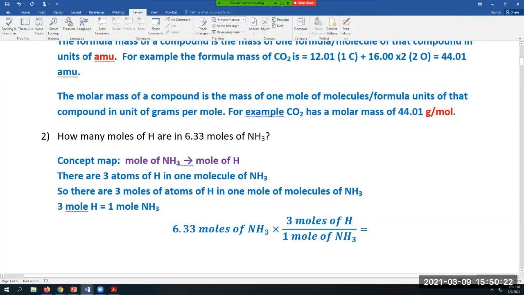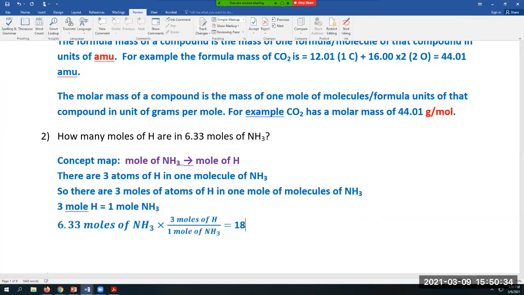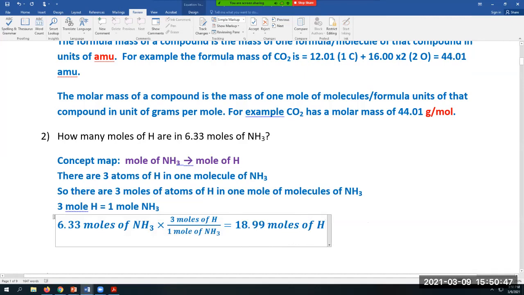So the units of moles of NH3 cancel, and in the calculator you do 6.33 times 3, and divided by 1 is not necessary. So it's 18.99. The unit will be moles of H, which is what you want, right? So that calculates the number of moles of H in 6.33 moles of NH3.